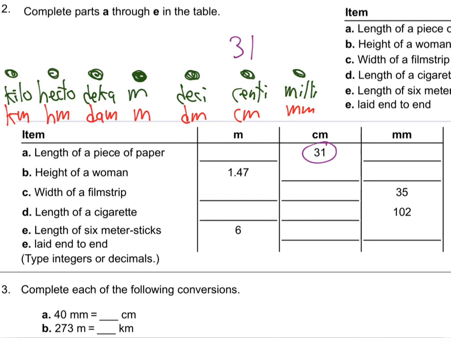I'll start right here. 31 centimeters. And they want me to convert it, first off, to meters. So if I'm going to convert from centimeters to meters, here's what I do. I just look at the chart and I go, okay, if you're at centimeters and you want to get back to meters, that's 2 jumps to the left, isn't it? From centimeters back to meters is just 2 jumps left. So then that's exactly what you do with the decimal point.